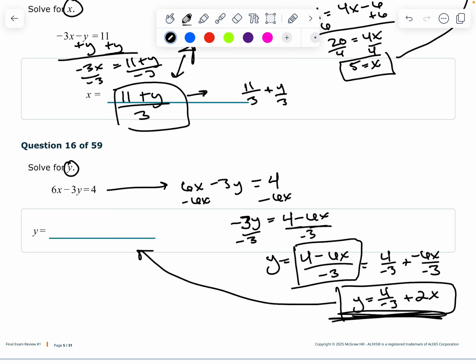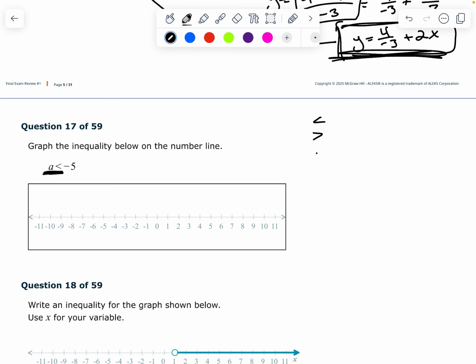Question 17. We're almost a third of the way done now. Graph the inequality on the number line. Remember this arrow, as long as your variable's on the left, that arrow is going to point which way you shade. If you have just a less than or just a greater than, that's going to coincide with an open circle. If you have a less than or equal to or greater than or equal to, that's going to coincide with a closed circle. So here, this a is just less than 5. That's going to be an open circle on that negative 5. And since the arrow points to the left, we're going to shade to the left.